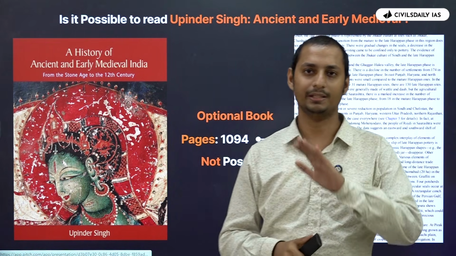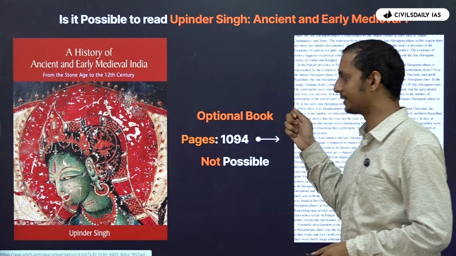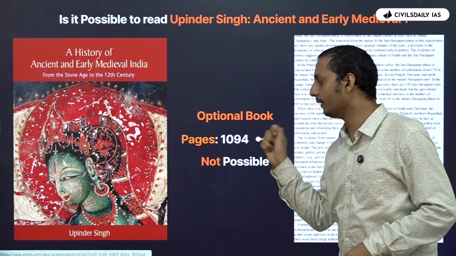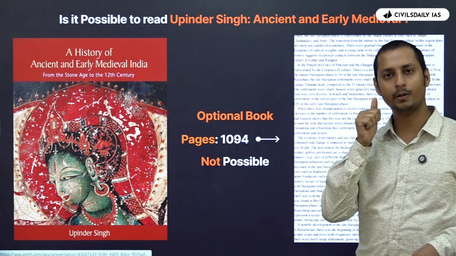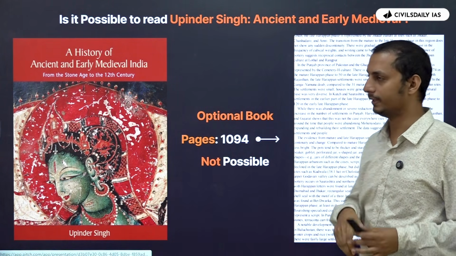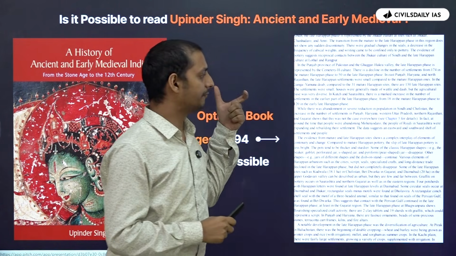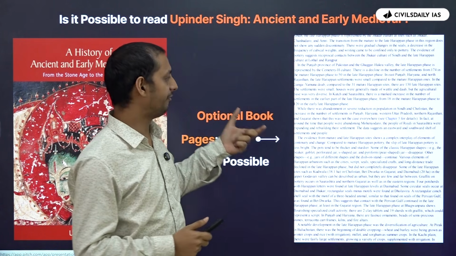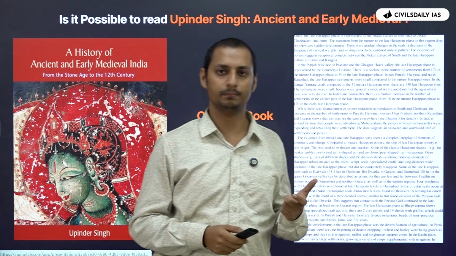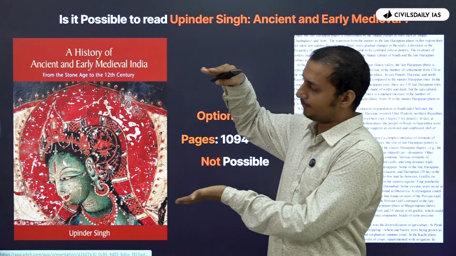Definitely 100% the answer is no. Because Upinder Singh has close to 1094 pages. It's a completely optional book. And also remember that the font is very, very small. It's like 4 pages of Spectrum compiled into one, because the book in itself is this much.